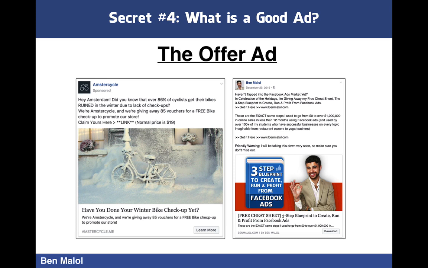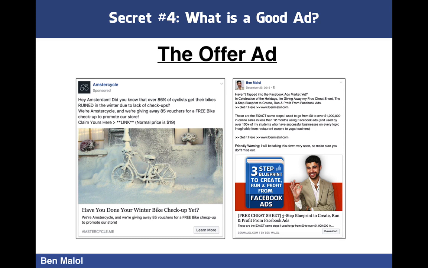Now, basically there are two main types of ads: an offer ad and an e-commerce ad. This is an offer ad, which is mostly what you're going to run. An offer ad is where you just offer something in the ad, like what we talked about in the beginning: customer plus offer equals ad. So here the customer is an Amsterdam cyclist, and the offer is a voucher for a free bike checkup to promote a store.